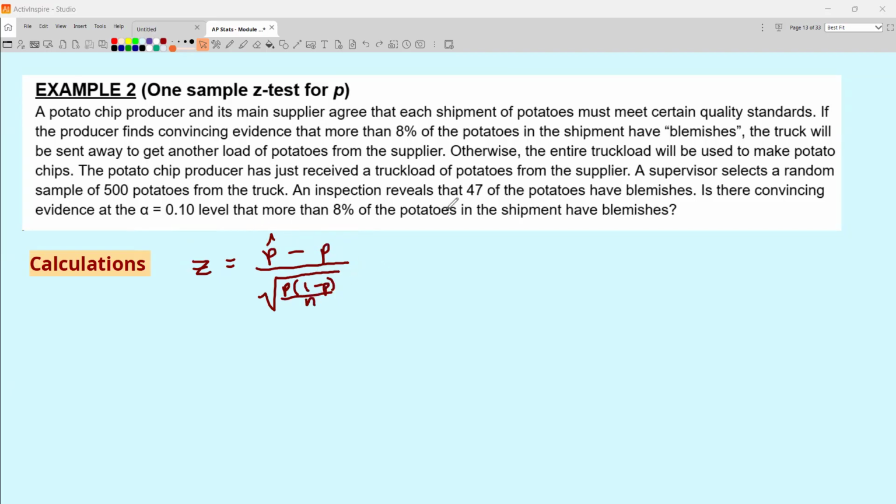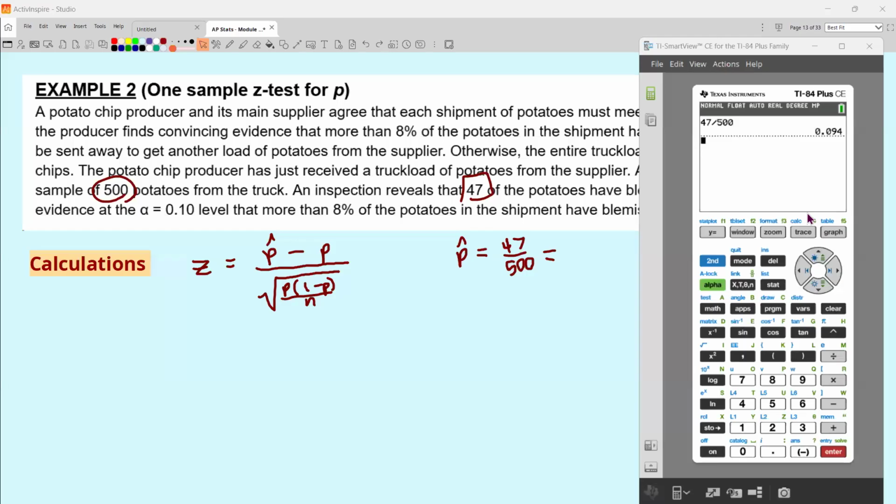So our p hat is going to be our sample. So we have 47 out of 500. So 47 over 500. And what was that going to give you here? Let's use our calculator. That gives me 0.094.